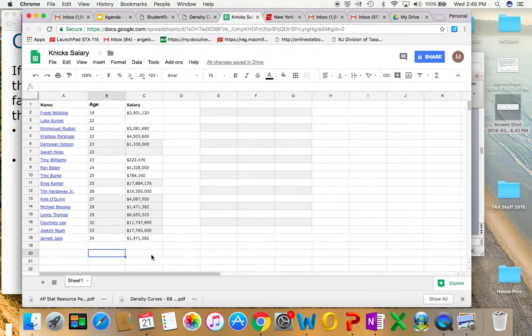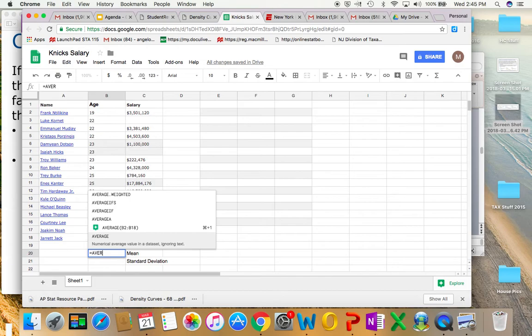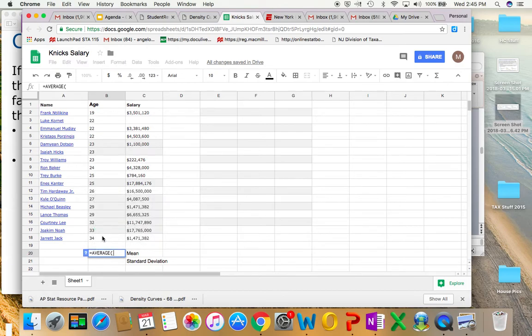All right, now the next thing I want to do is calculate two different values, the mean and the standard deviation. All right, and the mean for this age I could do is equal to the average of this whole column.